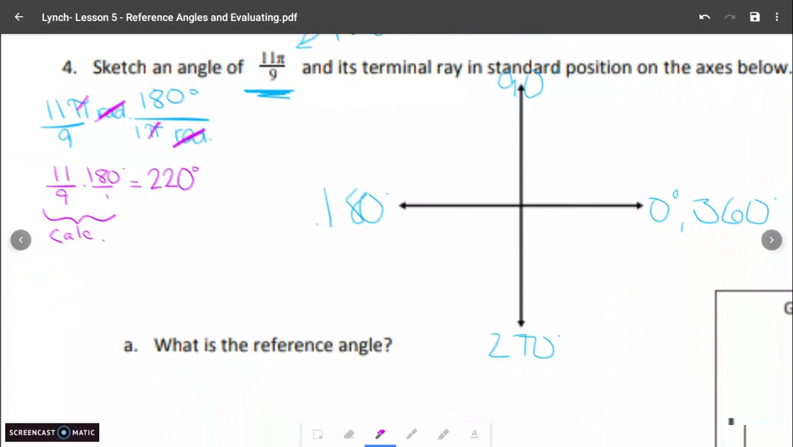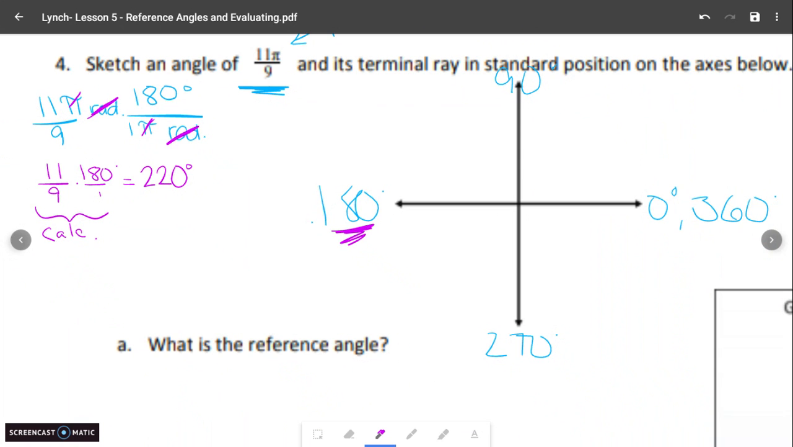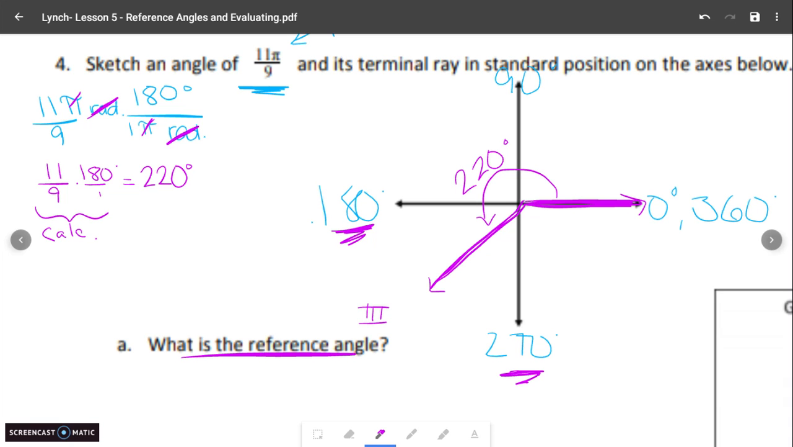So which quadrant does that put us in? 220 is between 180 and 270. So here's my initial side again. My terminal side falls somewhere in the third quadrant now. And here is my big angle of rotation, the 220. I want to find the reference angle. Remember, the reference angle is between your terminal side and your x-axis.